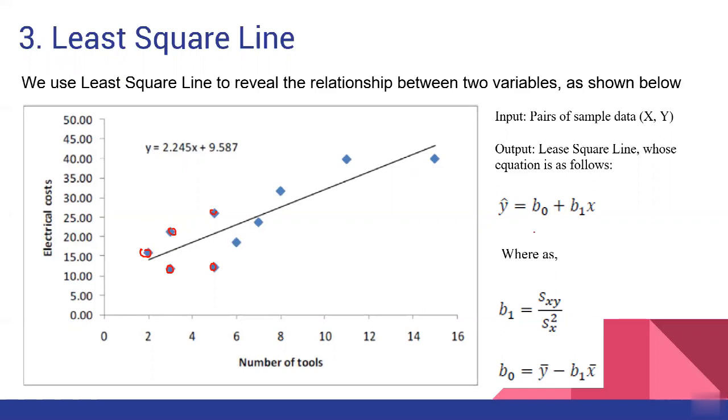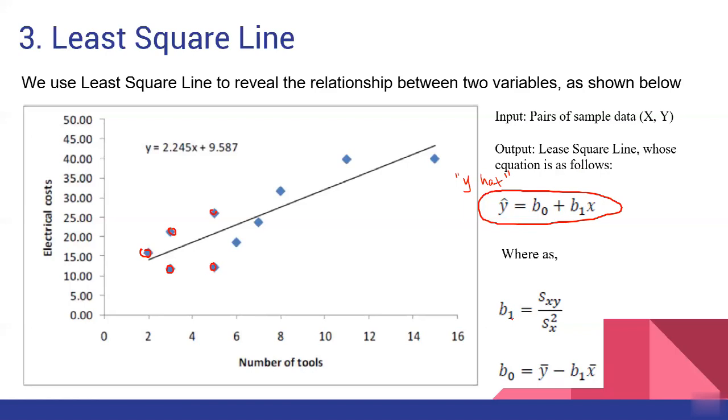All you need to remember here is the equation of this line. The equation of this line is given by this formula: y hat, which reads as y hat, equals b1x plus b0, of which b1 is the slope of this line and b0 is the y-intercept.